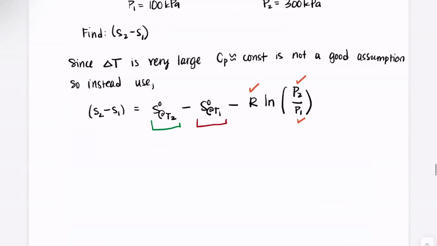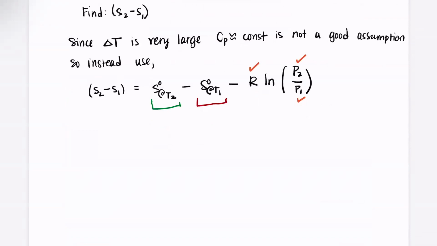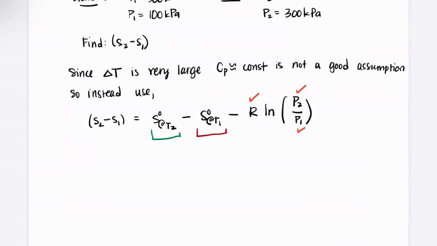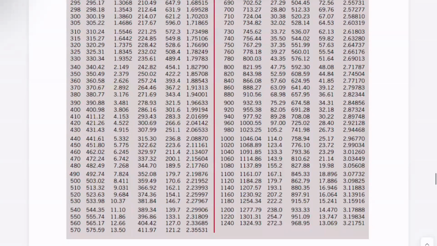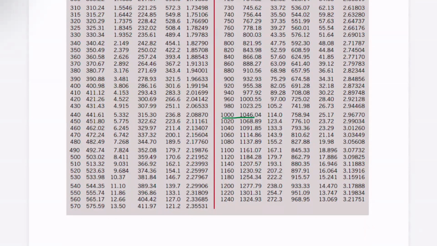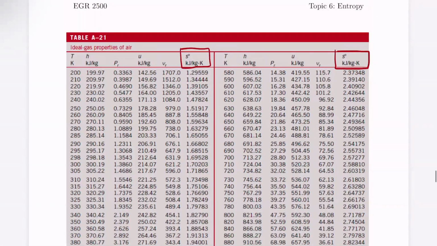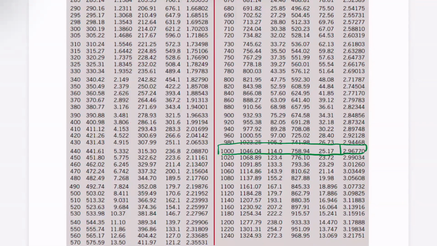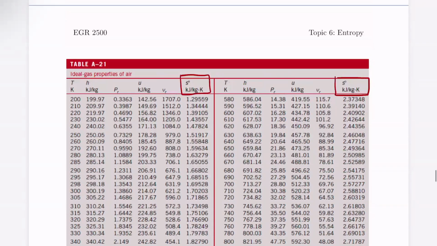So for our first one, we're looking for S0 at T2, which is 1000 Kelvin. So we're going to go over to 1000 Kelvin, which is this row right here. And we're looking at our last value. So we have 2.96770.